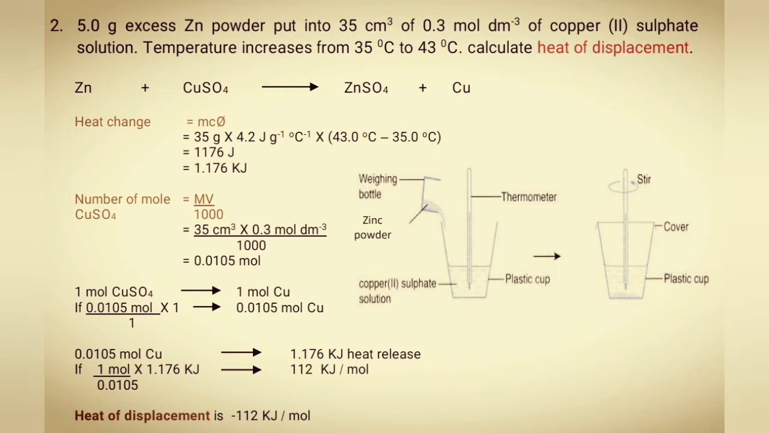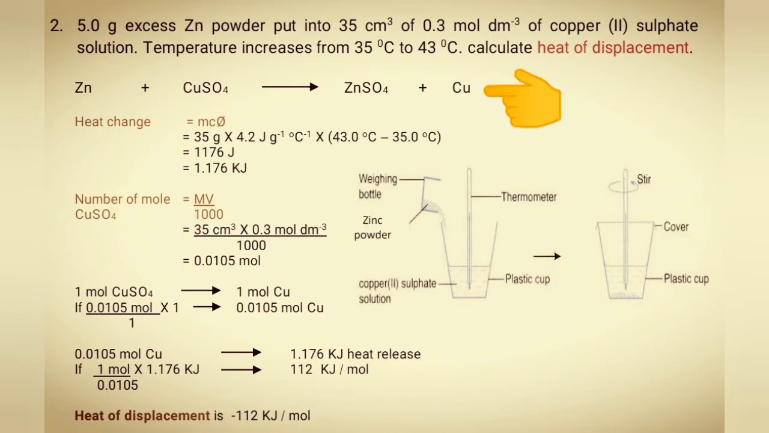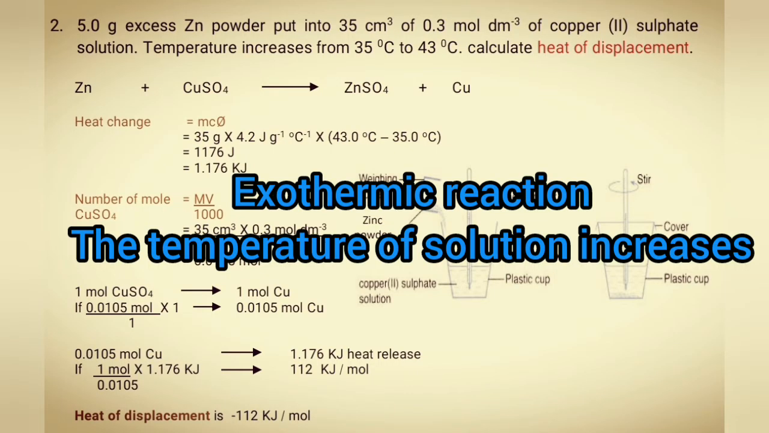The heat of displacement of a metal is different when it is displaced by different metals in the electrochemical series. Based on the displacement reaction between zinc metal and copper(II) sulfate solution, the question is to calculate the heat of displacement. First step, write the balanced chemical equation for the displacement reaction, and then calculate the heat change by using the formula mcθ. The displacement reaction is an exothermic reaction because the temperature of the solution increases.